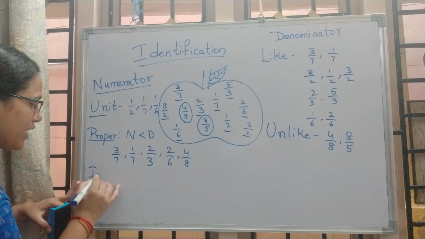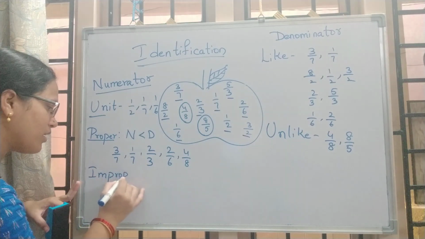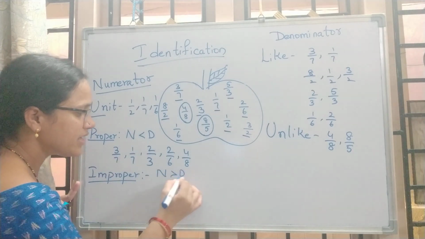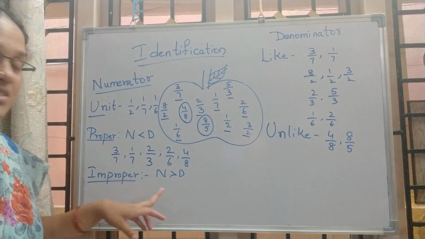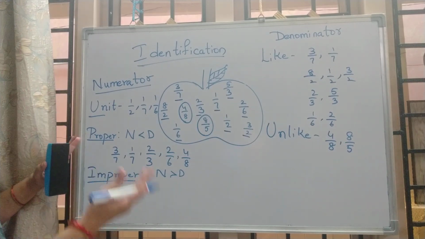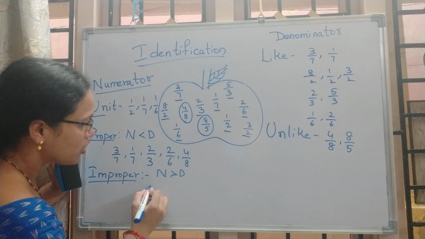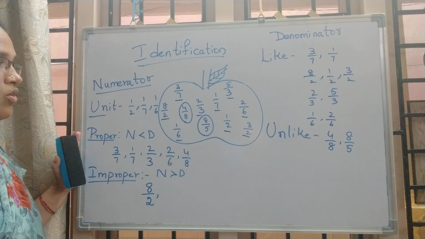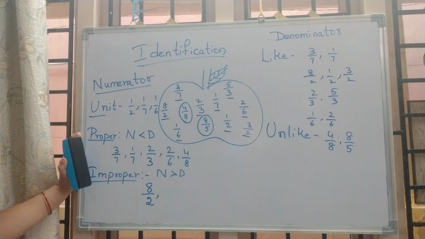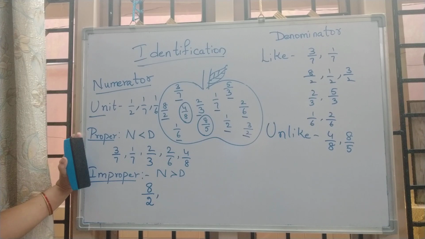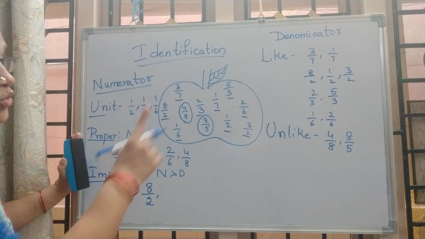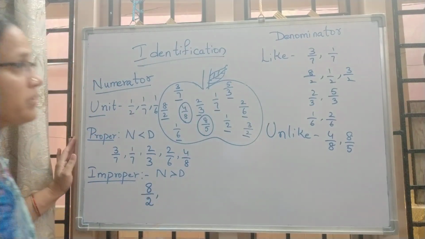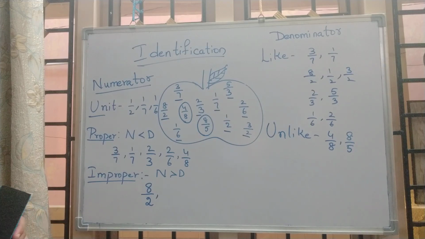Now coming to the improper fraction. What is that? Improper fraction means the numerator is greater than the denominator. How will the numerator become greater than the denominator? Yes, there are numbers where the numerator is greater than the denominator. 8 by 2. Okay. Numerator is greater than the denominator. Yes or no? Yes. So next one. Numerator is greater than the denominator. Come on, search now. What else are there?